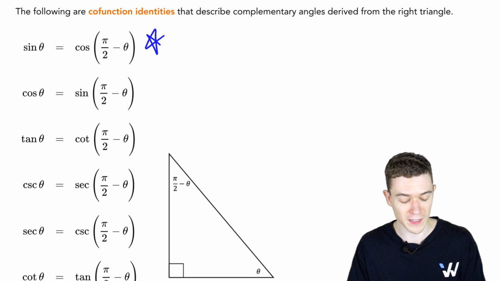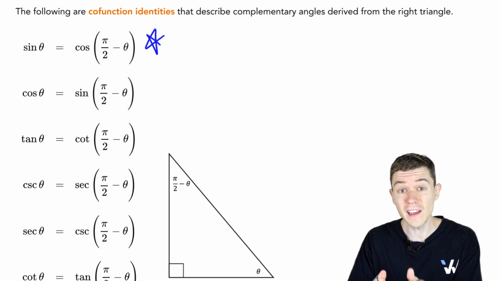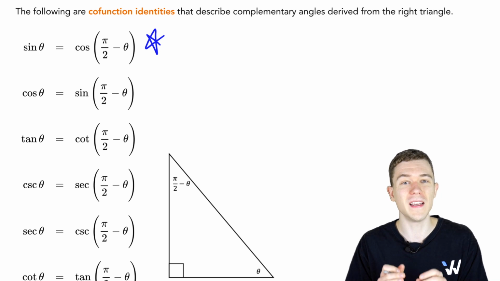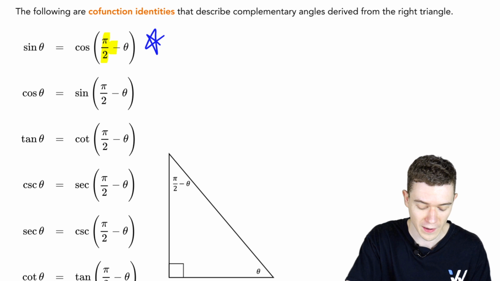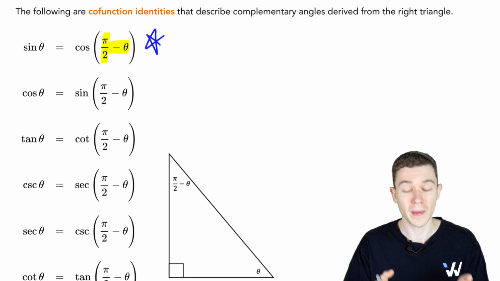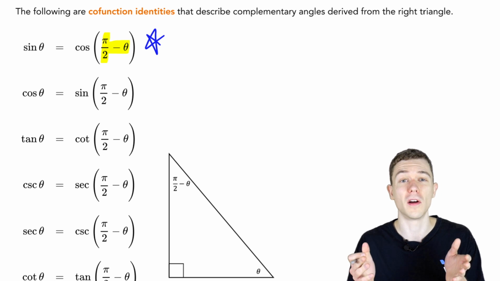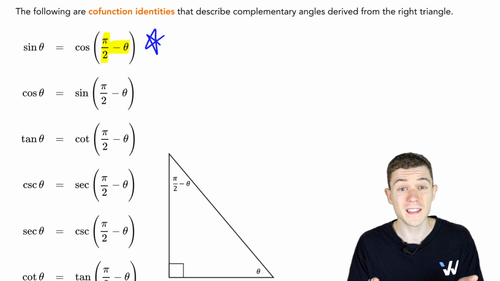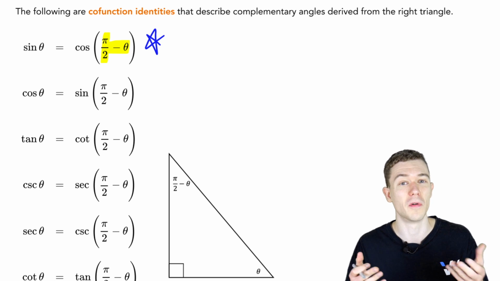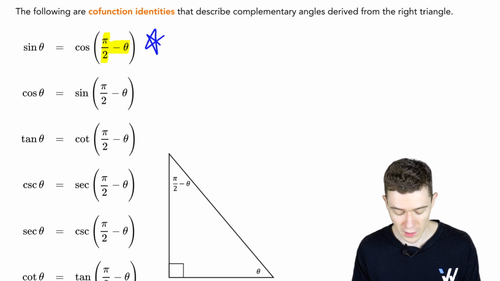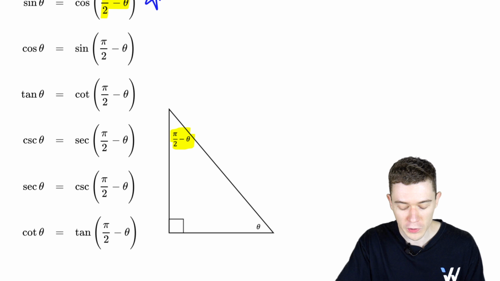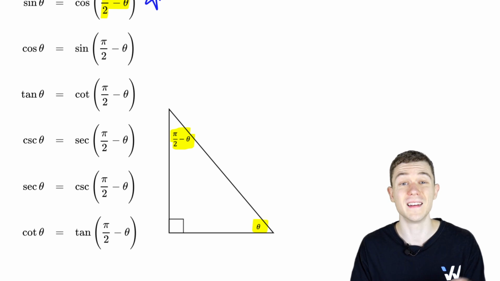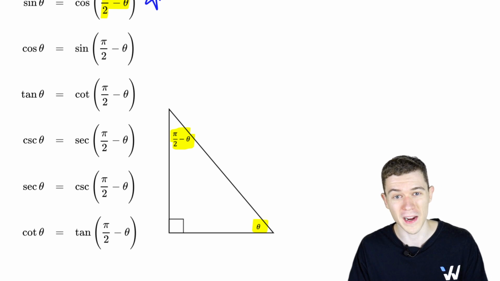This first one, like we just said, sine of theta equals cosine if the inside of cosine is pi over 2 minus theta. That's because theta and pi over 2 minus theta are complementary angles. They sum to pi over 2 radians, or 90 degrees. We can see in a right triangle, the two acute angles will always be complementary. Pi over 2 minus theta plus theta is always pi over 2, or 90 degrees.